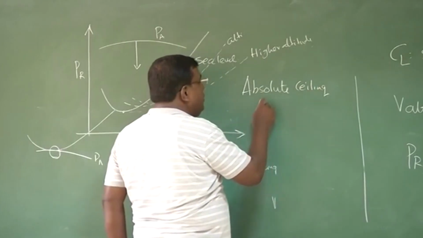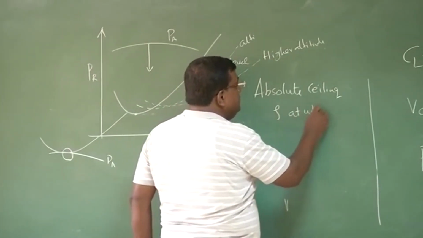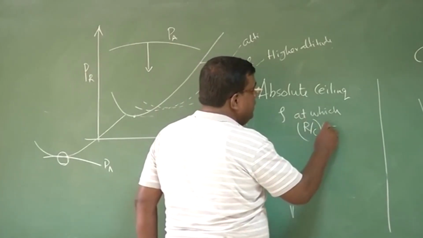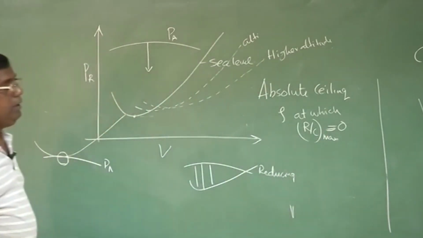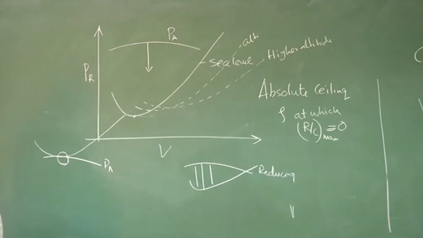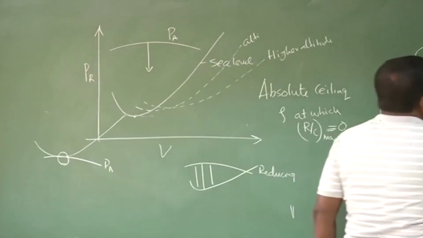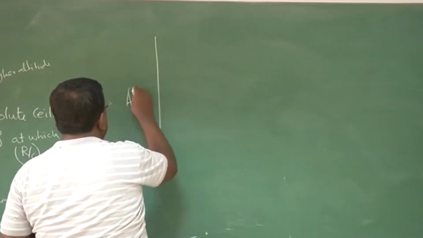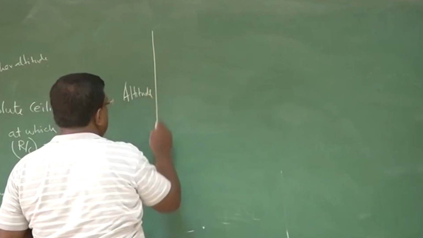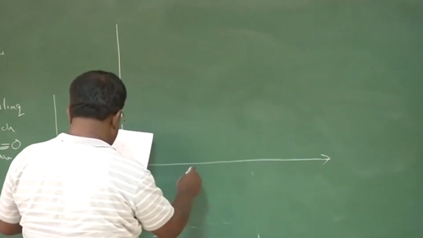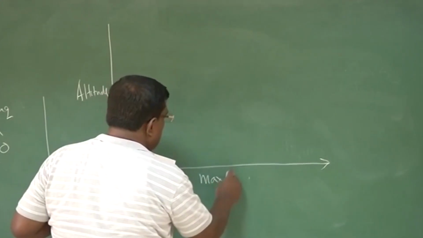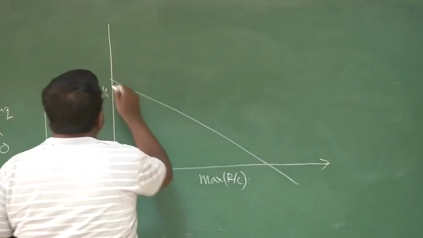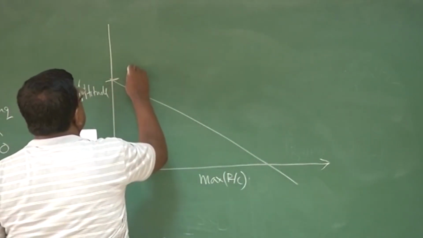That is, it is that altitude at which the maximum rate of climb is 0. Right? Okay. So how is it generated? If I draw a graph, this is altitude, and this is maximum rate of climb. The graph is something like this. Here, this altitude is called absolute ceiling.